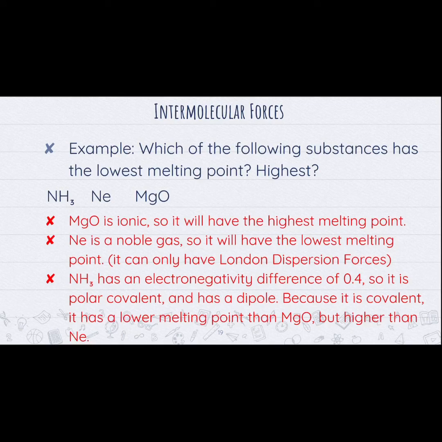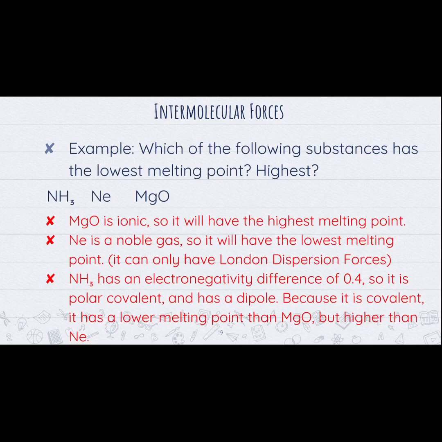So first I see what's covalent and what's ionic. MgO is ionic, so automatically it's going to be the strongest and it's going to have the highest melting point. Neon is a noble gas, it's in group 8, so it's going to have the lowest melting point. So anything in group 8, those noble gases, they're super stable, they're not going to bond easily, so we can just go ahead and say it's going to have the lowest. It's also good to note that noble gases can only have the London dispersion force. That's the only interaction that they're going to have.